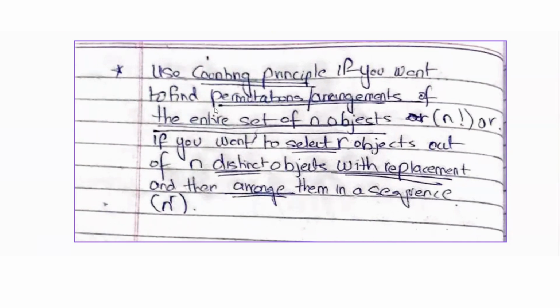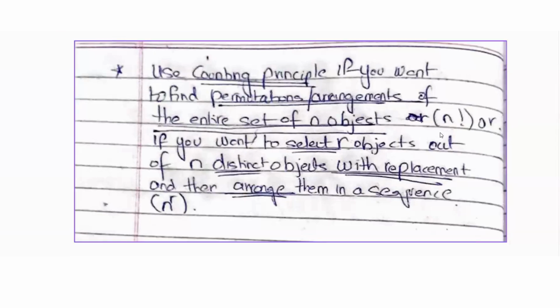Or you also use the counting principle if you want to select r objects out of n distinct objects with replacement and arrange them in a sequence, like we did in that example part A, n power r. So you use the counting principle if you want to either find the arrangements for the entire set of n objects, or out of n distinct objects you want to select r objects with replacement and then arrange them. If this was without replacement, then we would use nPr. If it's with replacement, use the counting principle, n power r.